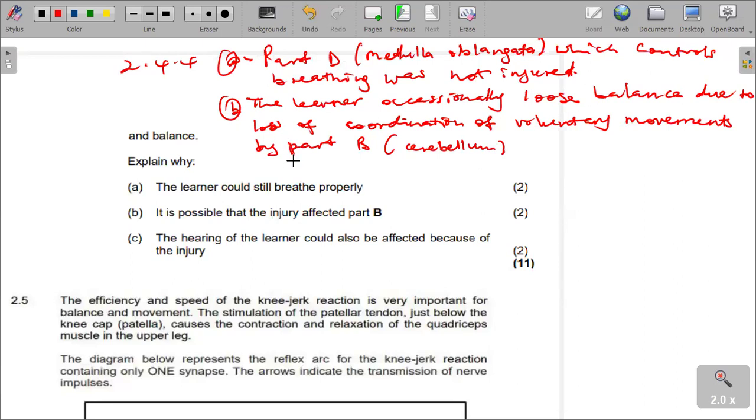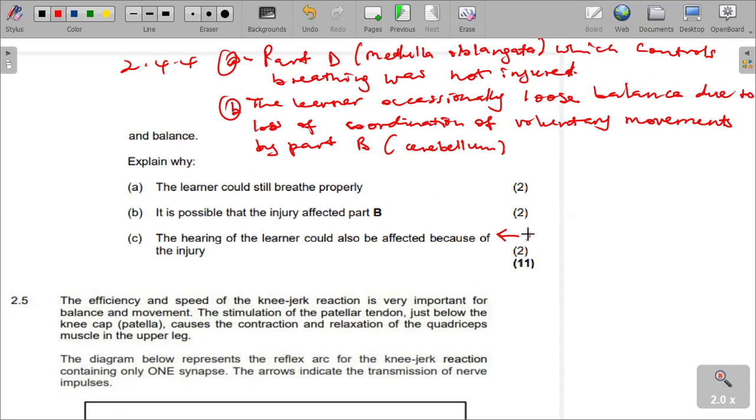Question 2.4.4c, our C question: the hearing of the learner could also be affected because of the injury. Explain why the hearing of the learner could also be affected because of the injury. In part C, what are we saying? We are saying loss of memory indicates a possible injury to part A.